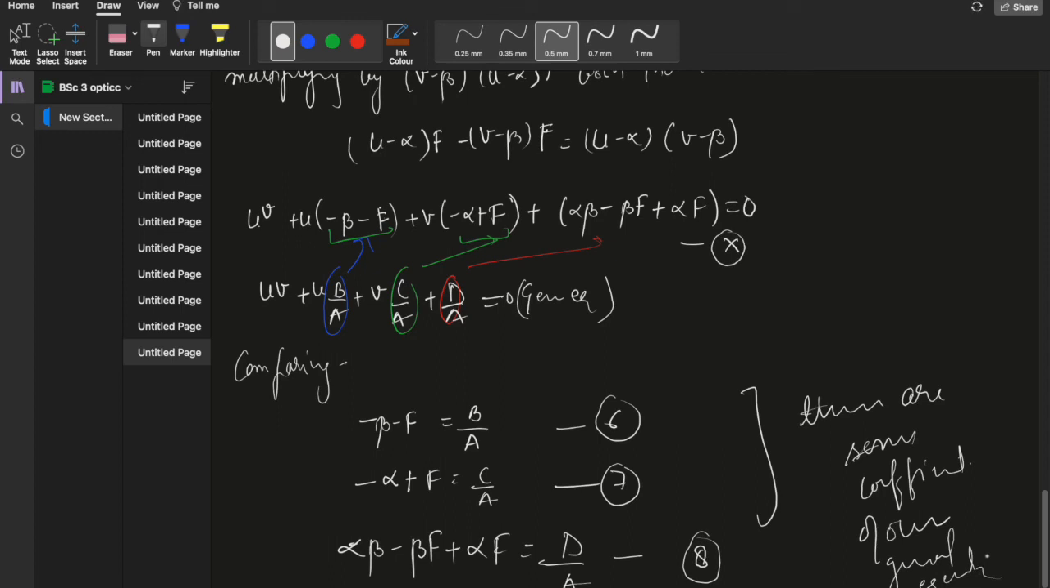All right, so we will continue in our next lecture how we will calculate the value of beta and the value of alpha. These are going to be our cardinal points, so we will discuss that in our next video.